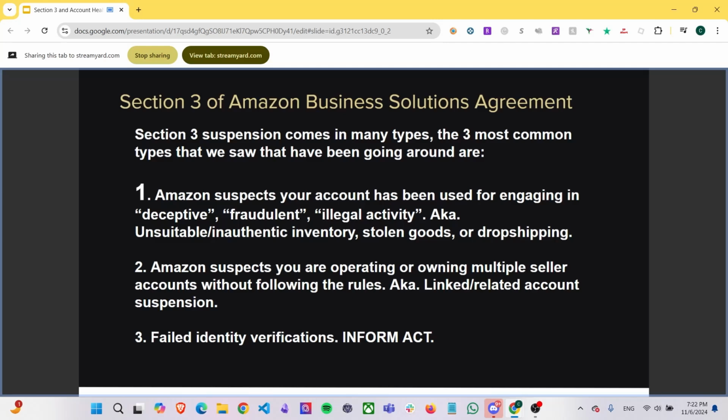Now, what I do with my VAs is every time I add them to any user permissions, I would ask them to create a new Gmail account that has never been used for any Amazon seller account whatsoever. And they would do that. That's one of the ways to probably avoid linked accounts from happening.